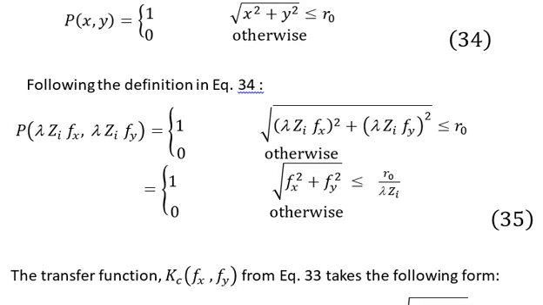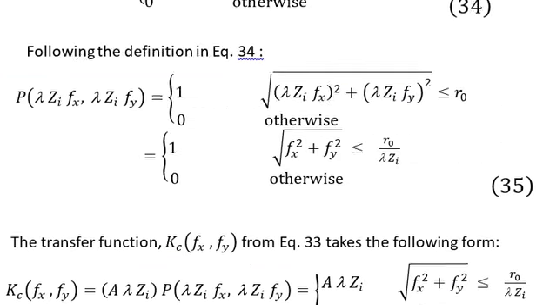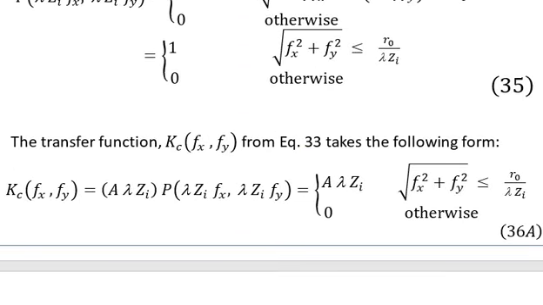We have also solved the square root of the above equation, and written it as the second definition: p of lambda zi fx comma lambda zi fy is equal to 1 when the square root of fx square plus fy square is less than or equal to r0 over lambda zi, and 0 otherwise, as given in the last step of equation number 35. Now the transfer function Kc as a function of fx comma fy from equation number 33 takes the following form. In equation number 33 we defined Kc, and now we are writing it in a more specific form, giving some more constraints.